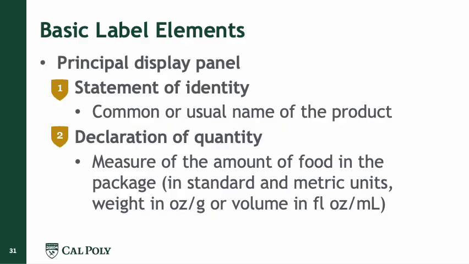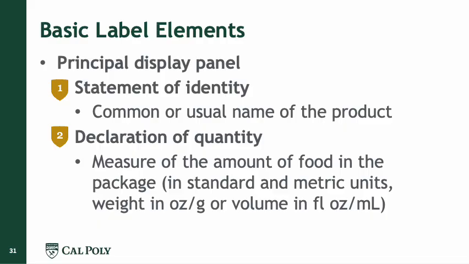So, what are the basic label elements? These elements have to be met by all the manufacturers. So these are compulsory and by regulation. In the principal display panel, we should have the statement of identity, which is a common or usual name of the product. And we have to also include the declaration of quantity.